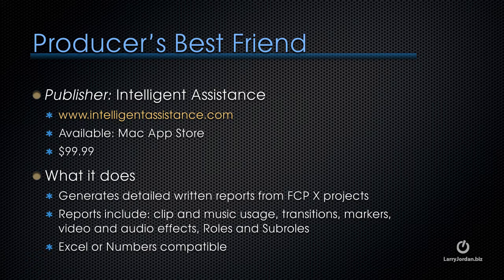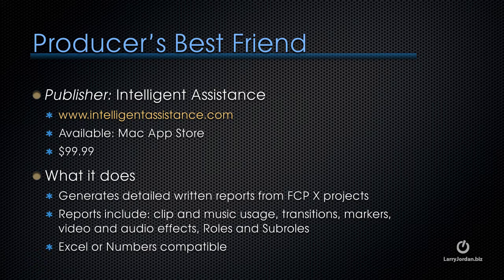Producer's Best Friend takes what used to be a manual process that could last up to a month and turns it into just a couple seconds. It's published by Intelligent Assistants. It's available in the Mac App Store for $99.99, and it generates detailed written reports from Final Cut 10 projects.